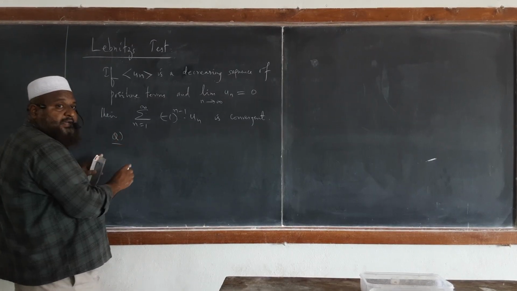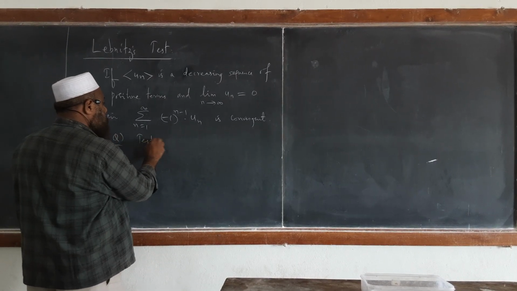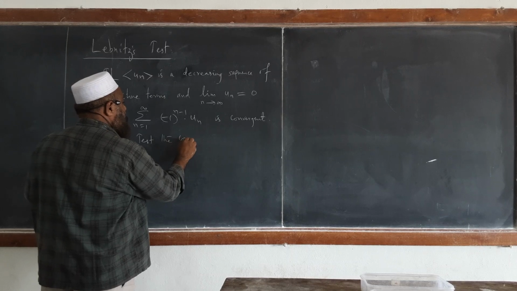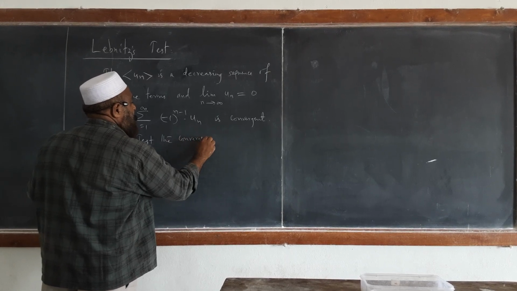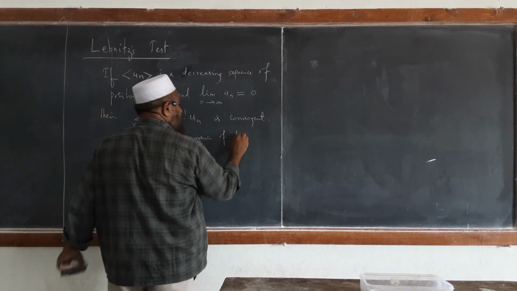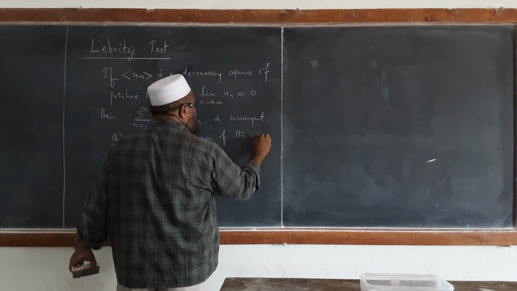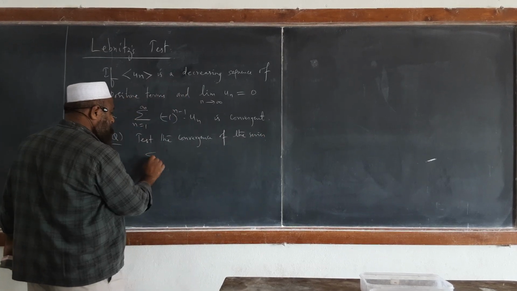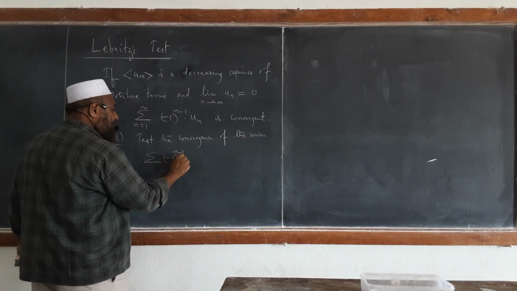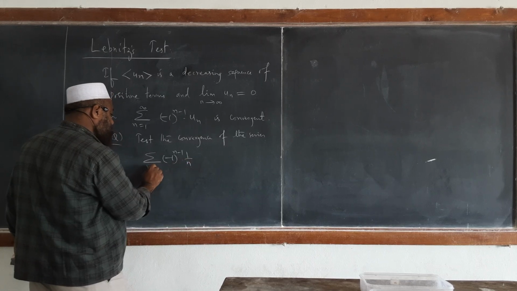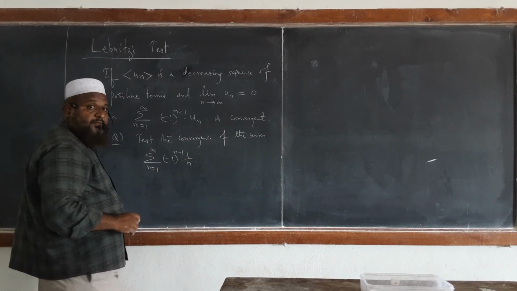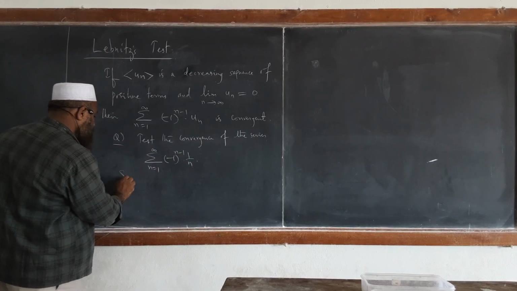So simple, you see. Test the convergence of the series. That series is sigma of minus 1 to the power of n minus 1 into 1 by n, n is equal to 1 to infinity. Solution.